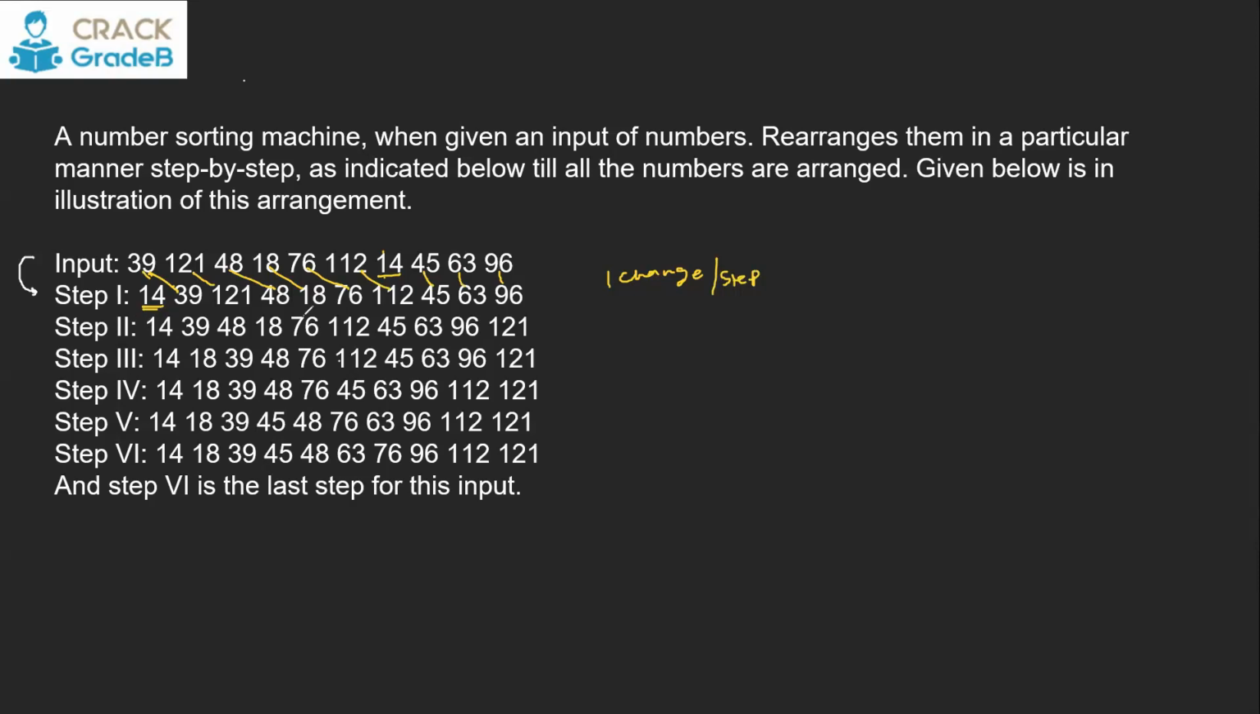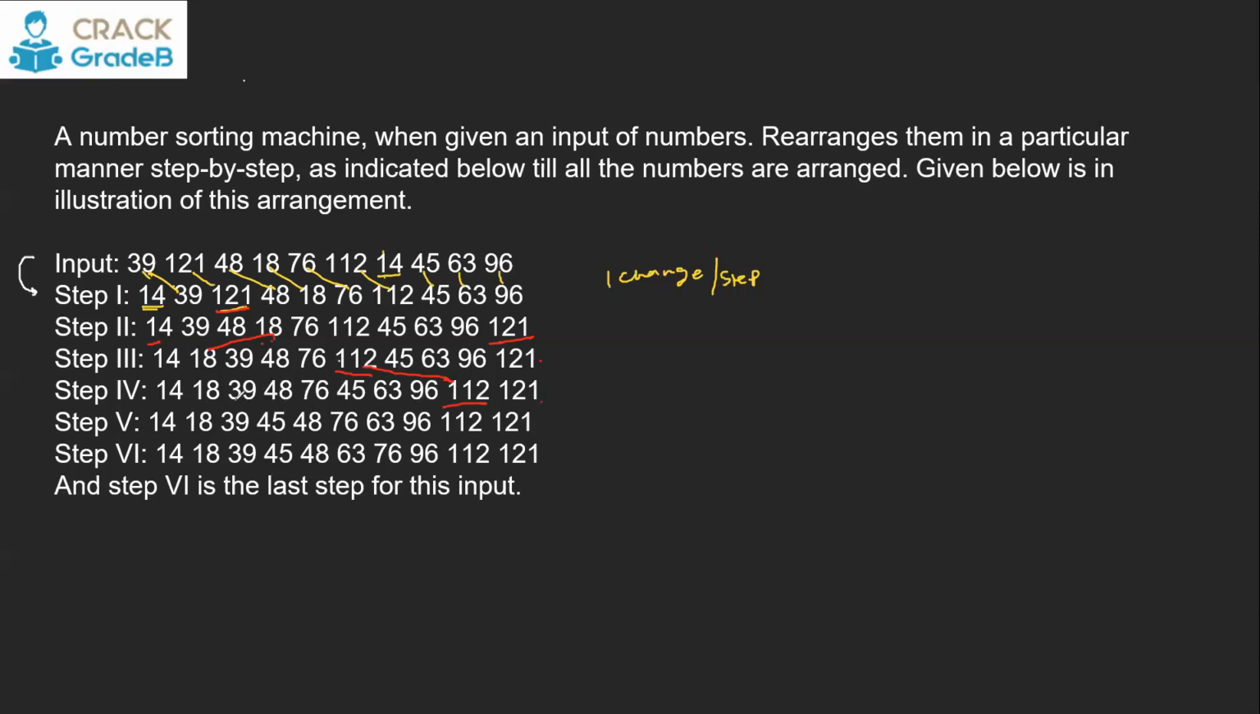Now what happens? The 121 goes from here to here. That means the largest number goes in the last place, in the second step. In the third move, the second smallest number, after 14, is 18. So 18 goes behind 14. So from this step to this step, the second biggest number goes in front of 121.